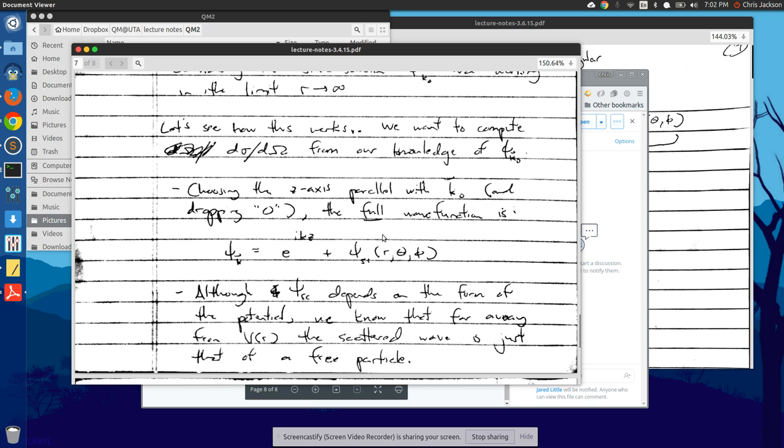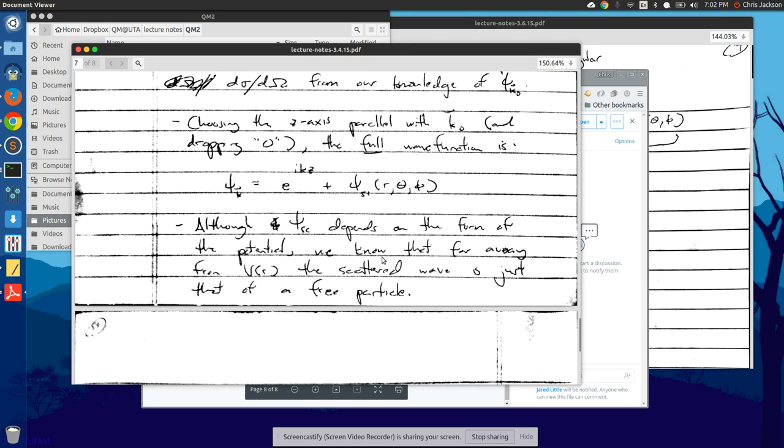Okay, so let's see how this works in a little more detail. Again, we're choosing the z-axis to be parallel with the wave vector of our plane wave. So our complete wave is going to look like this. It's going to have this e to the ikz, which is our plane wave coming in, and then we'll have some scattered wave. The scattered wave, like we said, is going to be spherically symmetric, so it's going to have some dependence on theta and phi, and also some dependence on the radial piece.